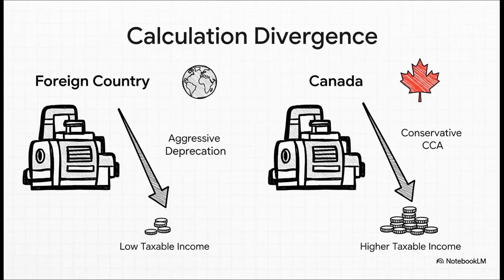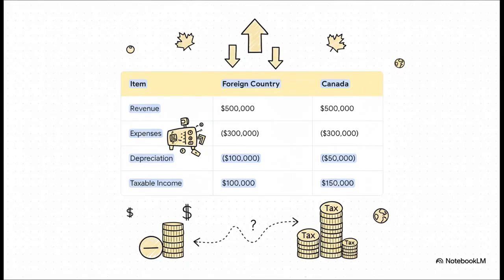Let's take a classic example, one that comes up all the time: depreciation. A foreign country might allow you to deduct the cost of your equipment very quickly. But Canada has its own set of rules, what we call the capital cost allowance, or CCA, which is just our term for tax depreciation. And those rules are often much less generous in the early years. Now just look at this hypothetical.